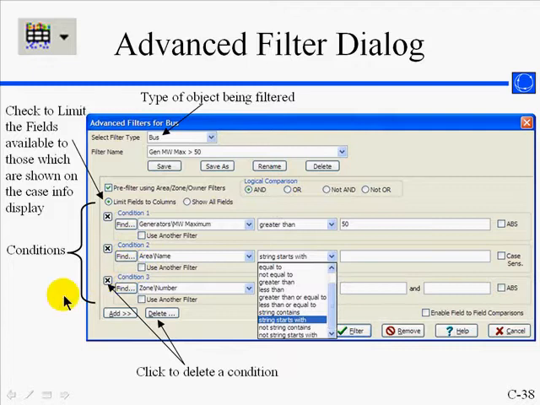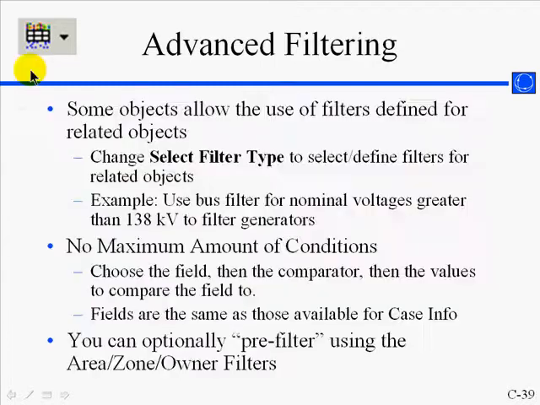For some object types, you can also basically borrow the filters that are defined for related objects. So for example, if you've got a bus filter that only looks at buses with nominal voltages greater than 138 kV, you can also apply that to generators as well.